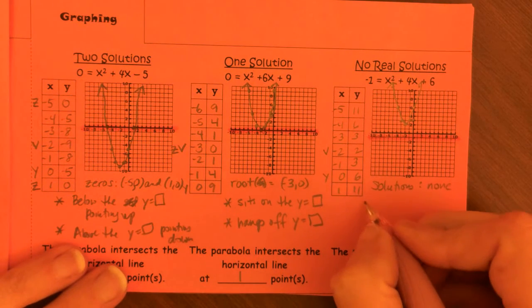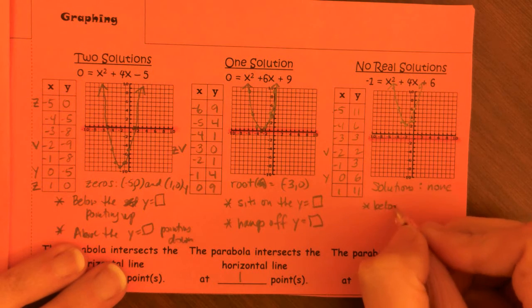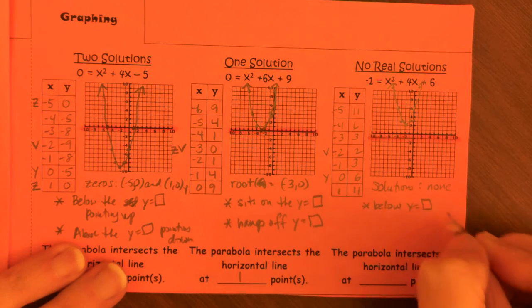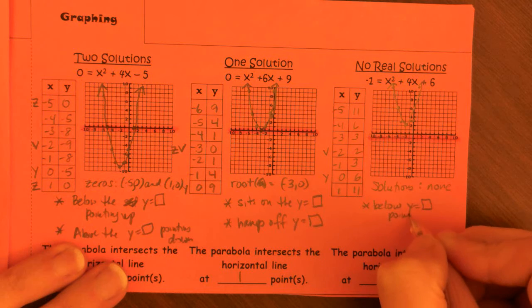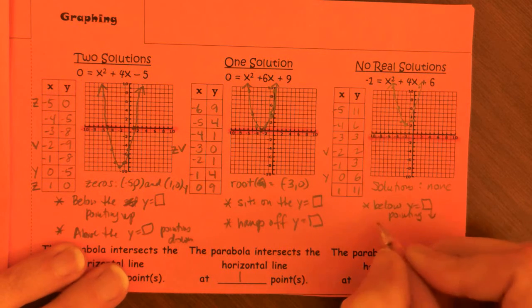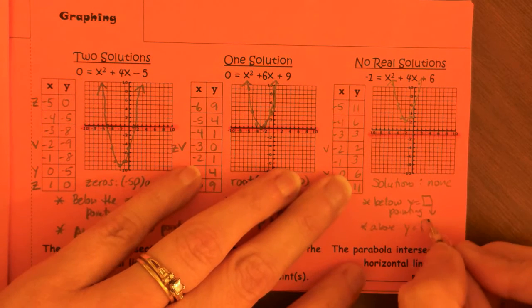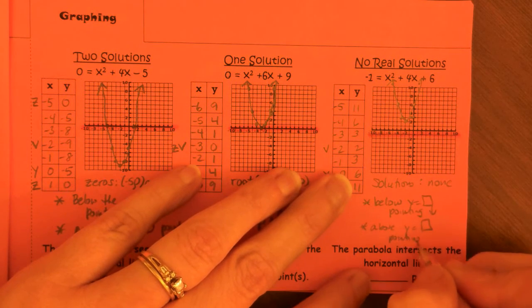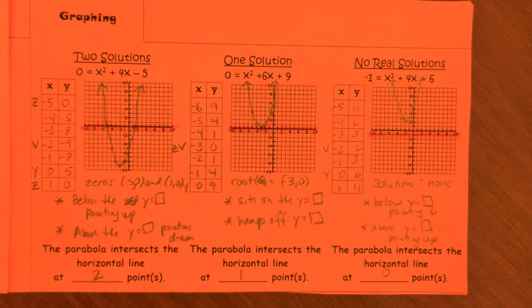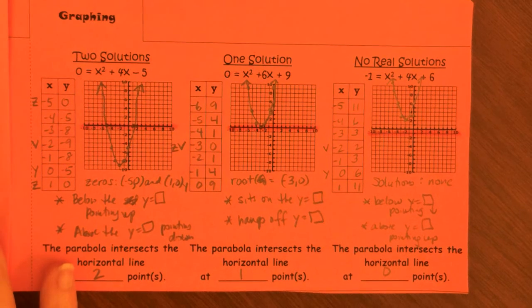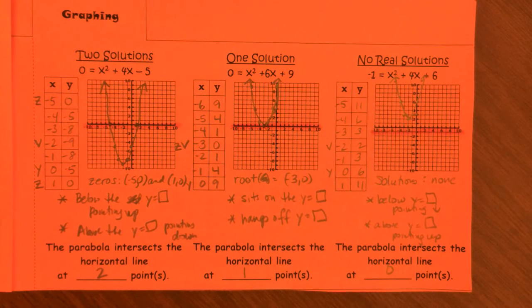So in this case, I'm going to be below my y equals value pointing down, or above my y equals value pointing up. And I have 0 points there. All right. So at this point, we've talked about this. This is our review of graphing and tables.